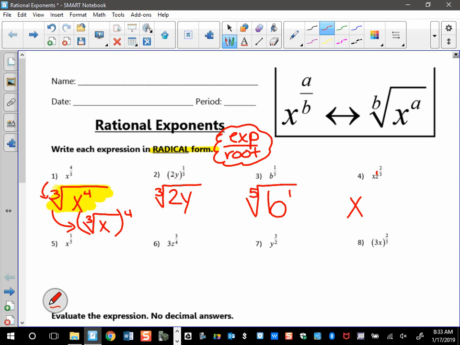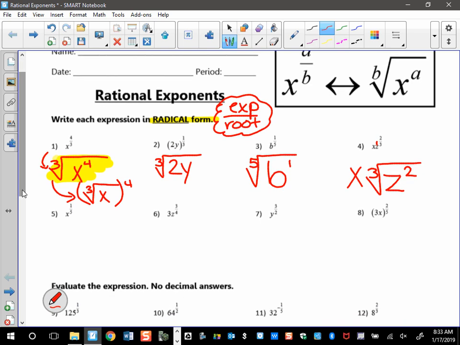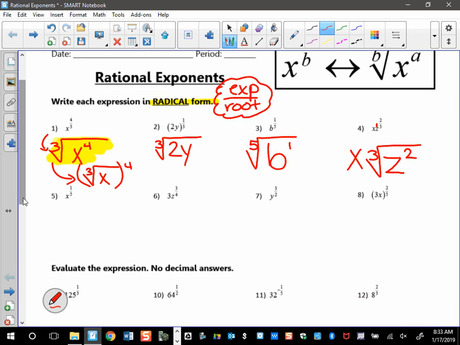What kind of root does the z have? Which number is the root? Cube root, z squared. So unless it's in parentheses, I would make sure you give it a 1 so you remember that it's outside of the root. Okay, if I wanted that x inside, I would have put it in the parentheses or I would have given it a 3rd. Why don't you guys go ahead and do 5 through 8?